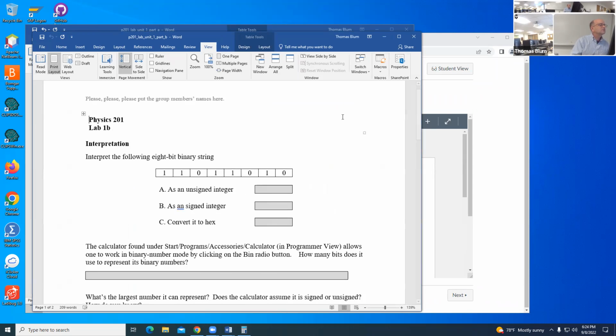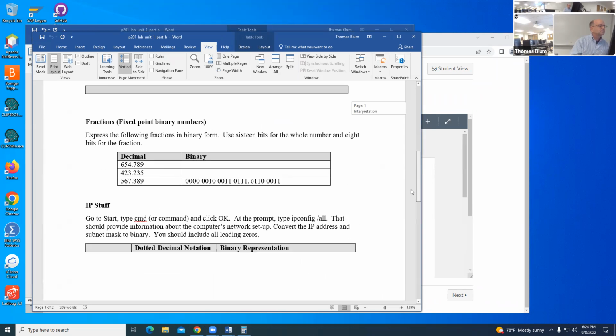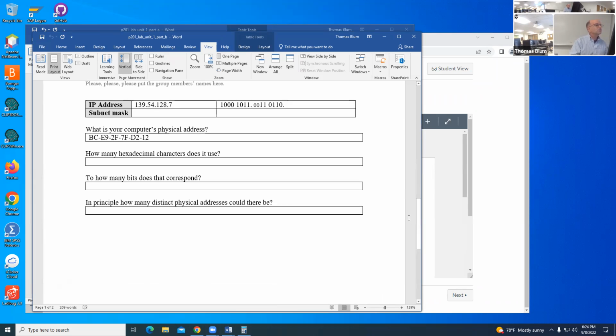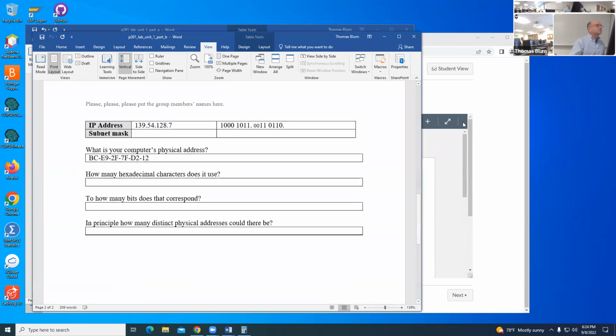Bridge width, the bottom again. Okay, so is it the IP or the physical? This is how many hexadecimal characters? So that's in the physical. Are you just wanting the count, or are we trying to figure out how many?